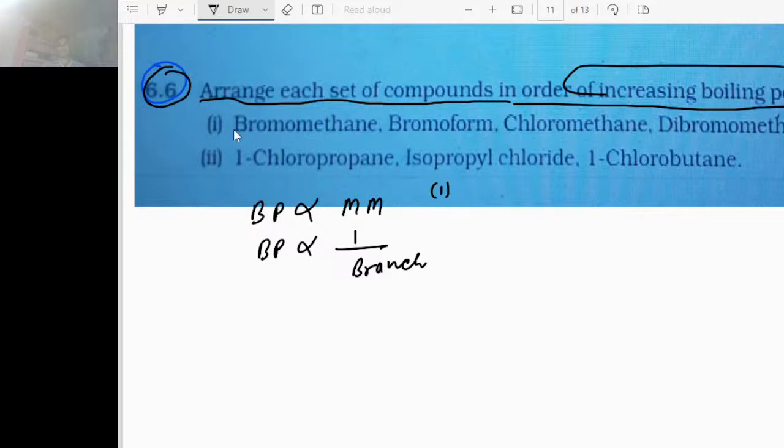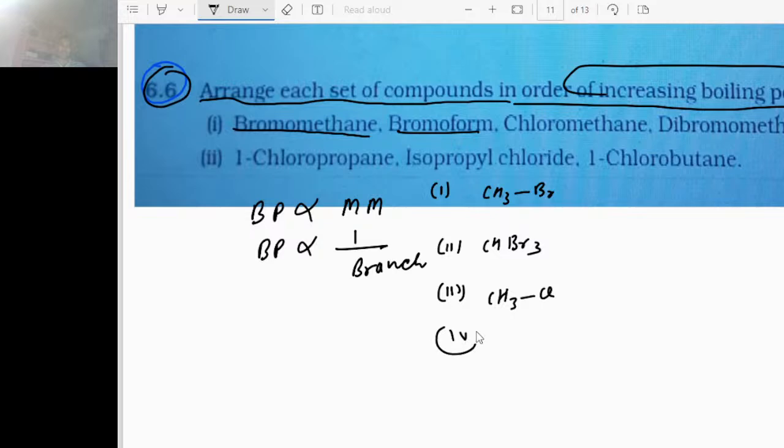So bromomethane is there, CH3Br. Second one, CHBr3, bromoform. Third one, chloromethane, CH3Cl. Now the fourth one, dibromomethane. So here it will be CH2, this is the dibromo, here is Br and this is Br.